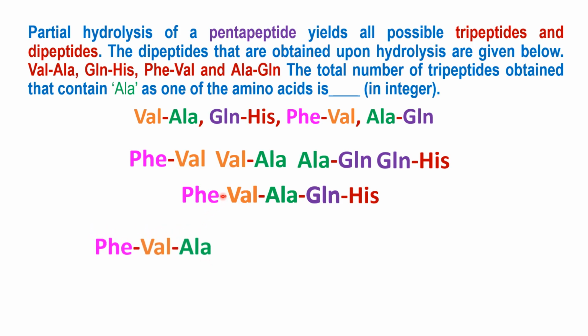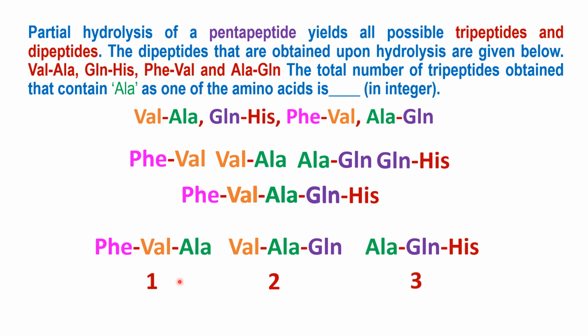So that is what we're going to do. The first is the breaking of phenylalanine, valine, and alanine. Then we have valine, alanine, and glutamine. And the third is alanine, glutamine, and histidine. So these are the only three ways we can have alanine as a residue in a tripeptide. So this is how we fragment a pentapeptide, and we arrive at the number of possible tripeptides that can be obtained from this particular fragment. So the answer for this particular question is 3.